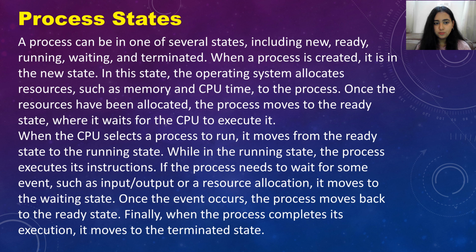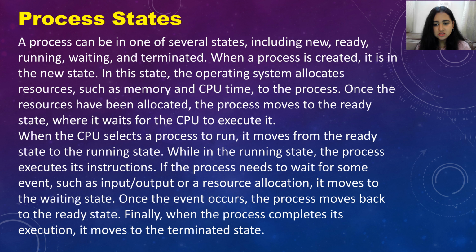Process states. A process can be in one of several states, including new, ready, running, waiting, and terminated. When a process is created, it is in the new state. In this state, the operating system allocates resources such as memory and CPU time to the process. Once the resources have been allocated, the process moves to the ready state, where it waits for the CPU to execute it. When the CPU selects a process to run, it moves from the ready state to the running state.